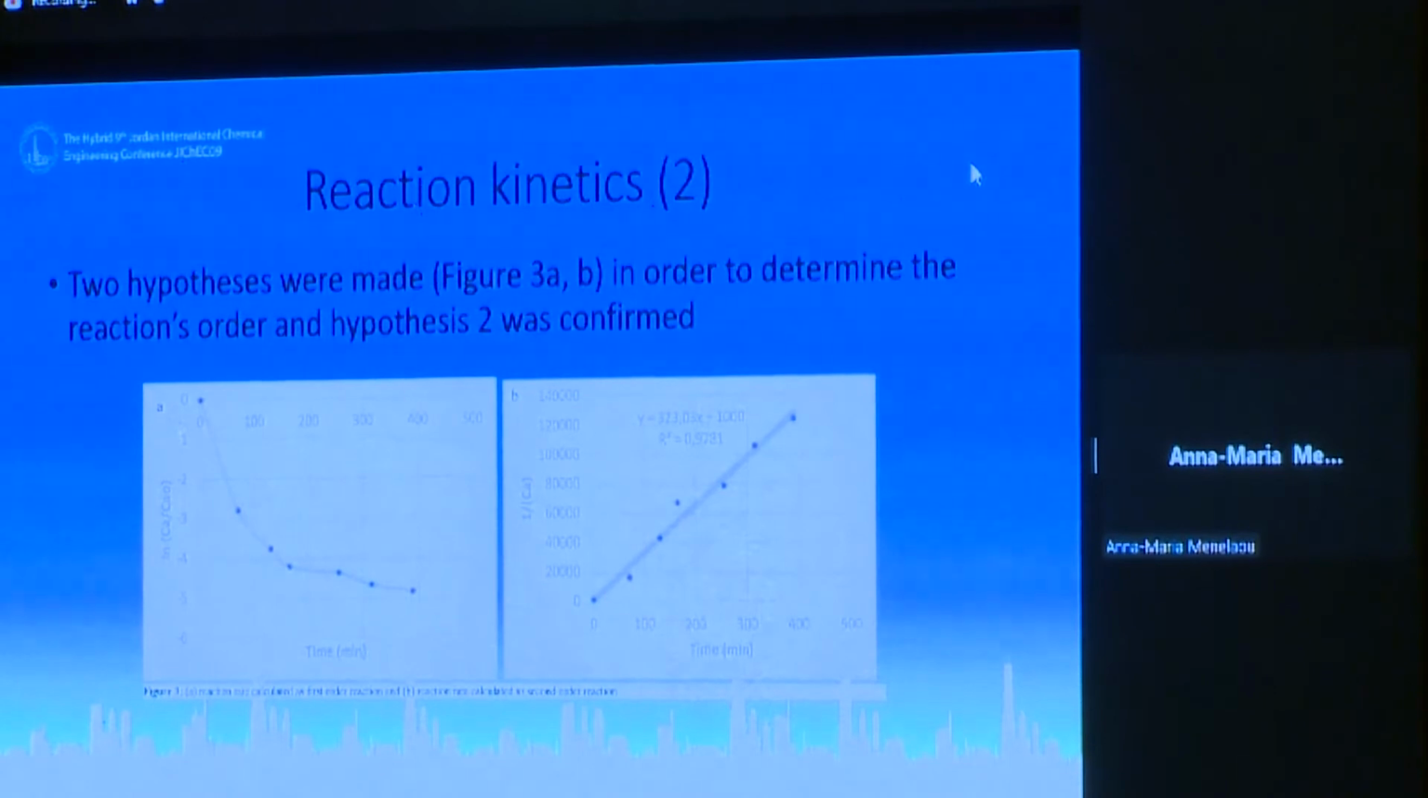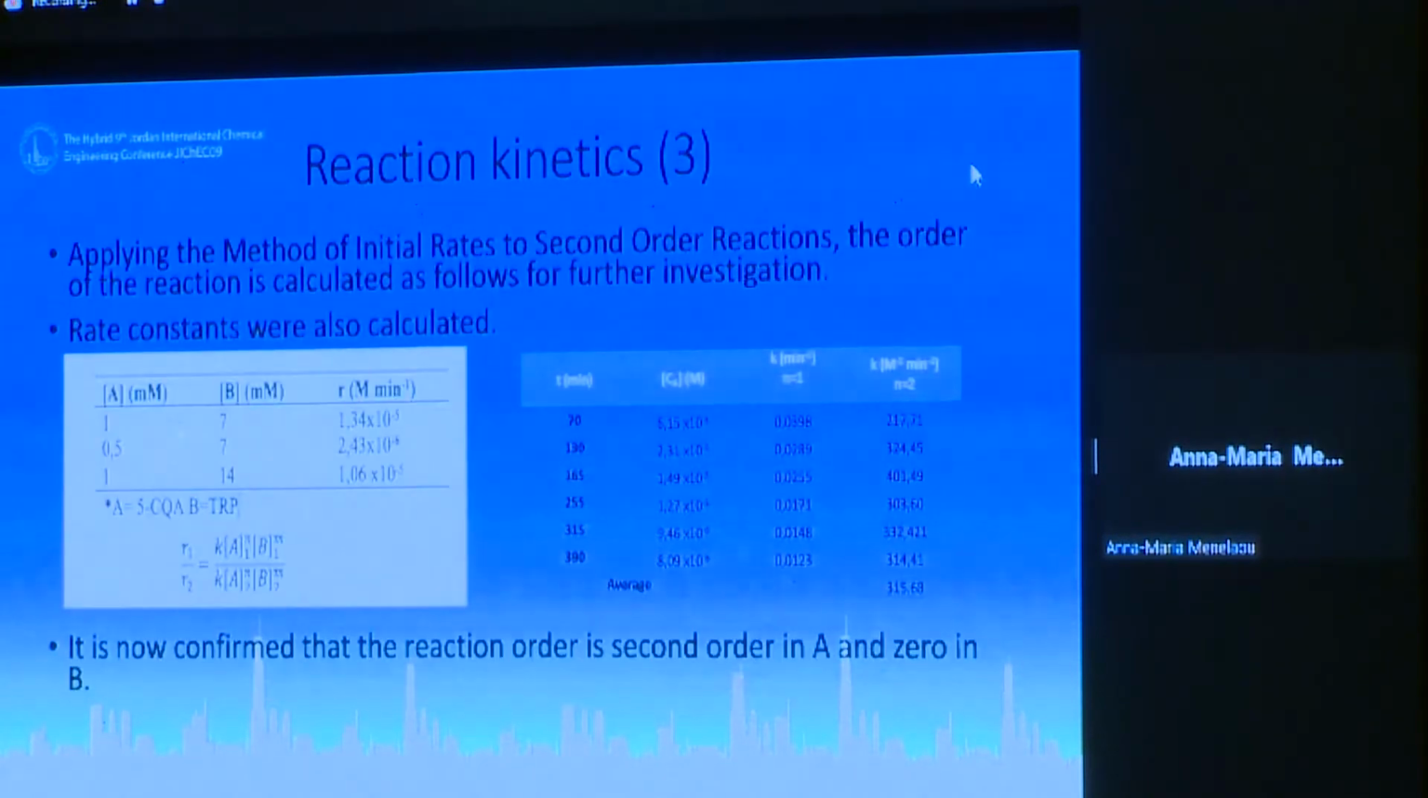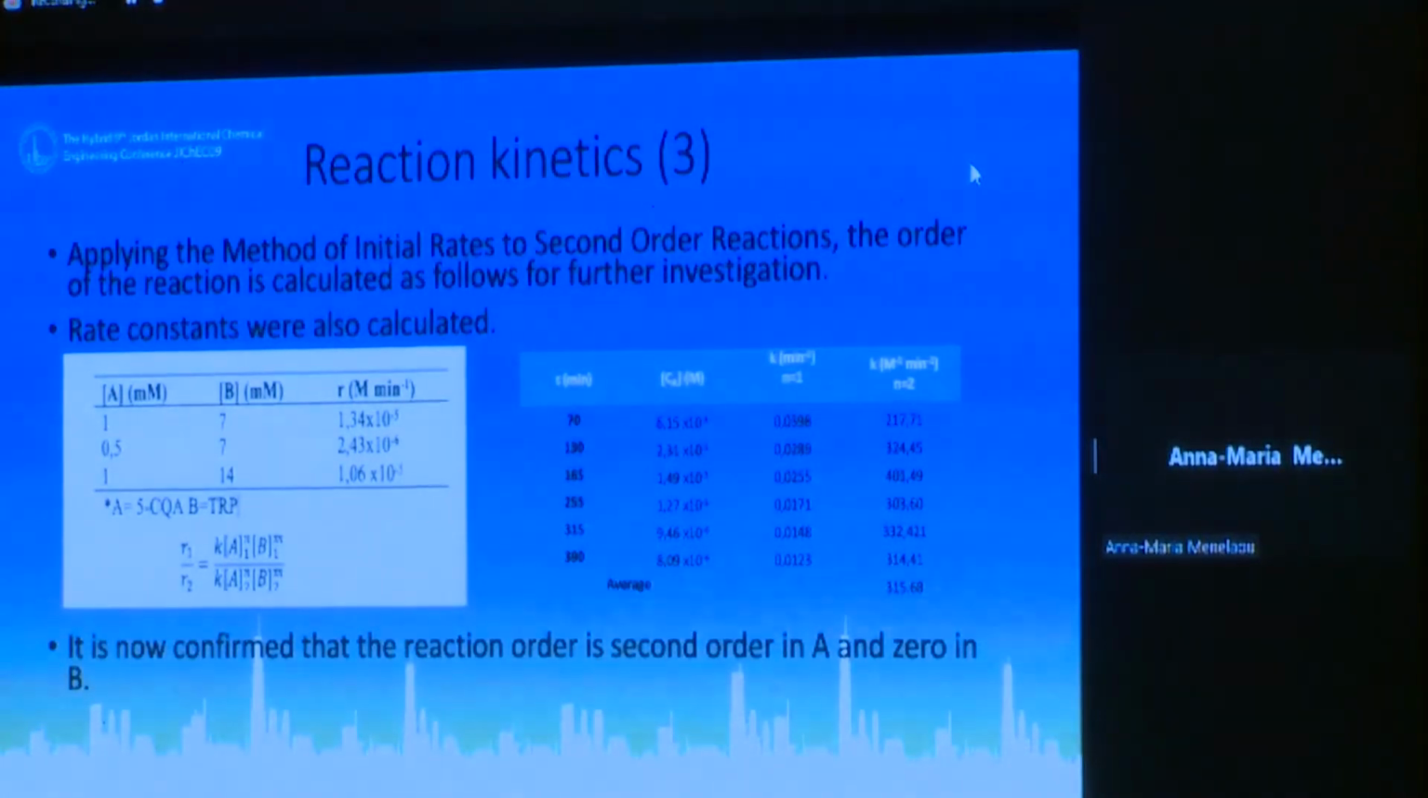The second hypothesis seemed to be correct since, as shown in Figure 3b, there is a linear dependence. Thus, it is concluded that the reaction is second order and the reaction rate constant was calculated. To further investigate the reaction order, experiments with various concentrations of the reactant were performed. By solving the initial rate equation, it is concluded that the reaction is second order in A and zero order in B. Therefore, the global order of the reaction is second order.